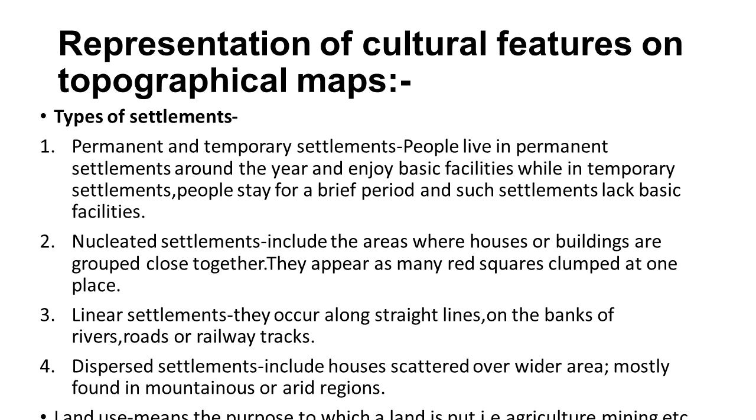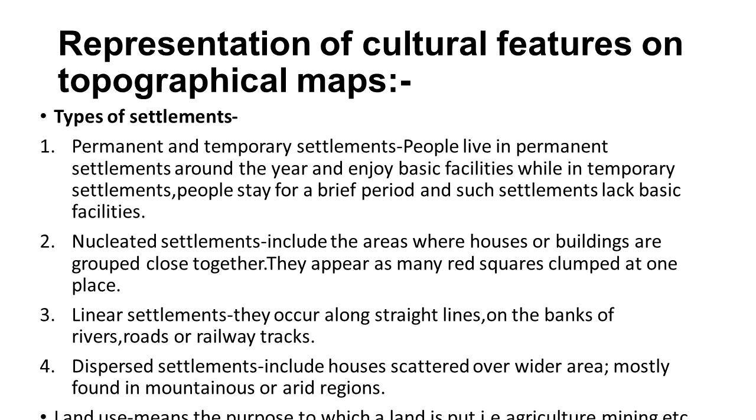People live in permanent settlements around the year and enjoy basic facilities, while in temporary settlements, people stay for a brief period, and such settlements lack basic facilities, like those of nomads and the people who keep wandering here and there. They don't have a permanent settlement.